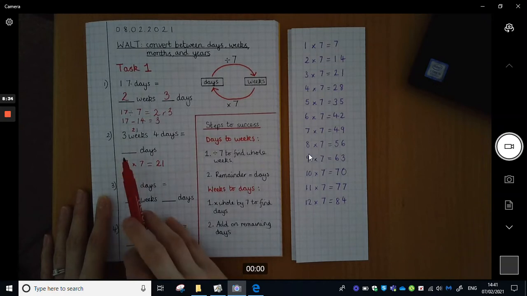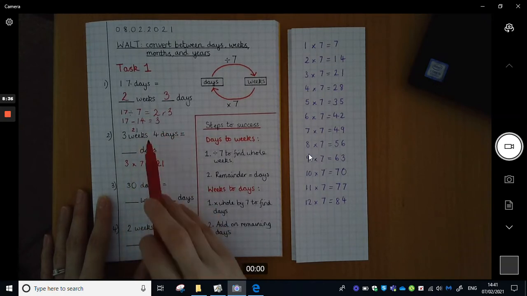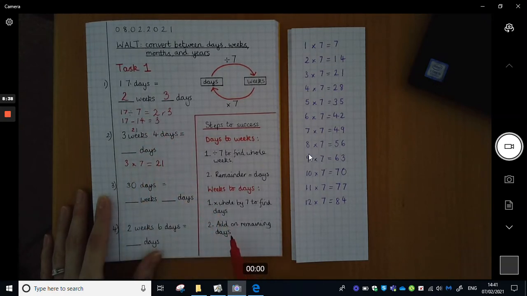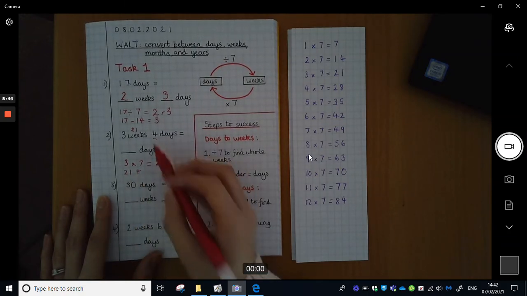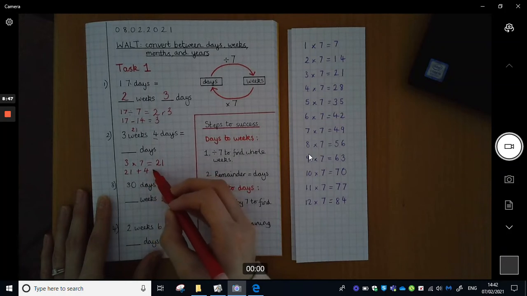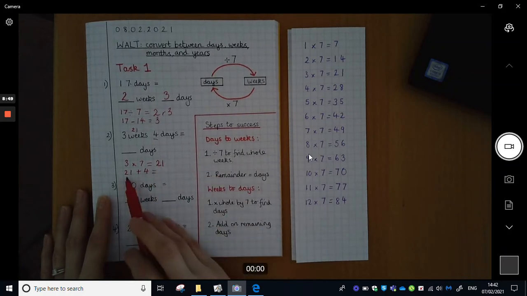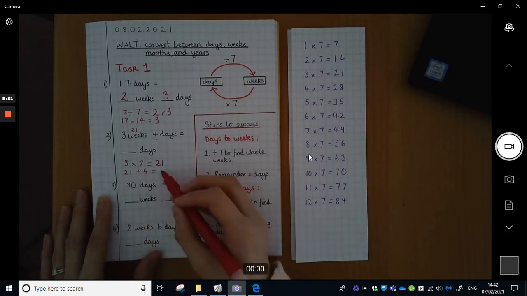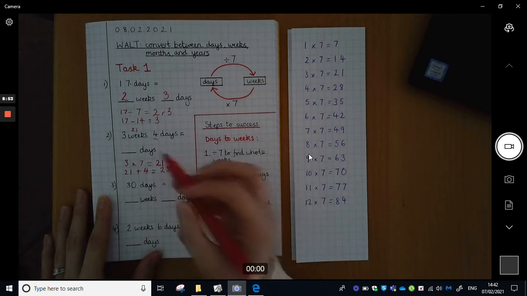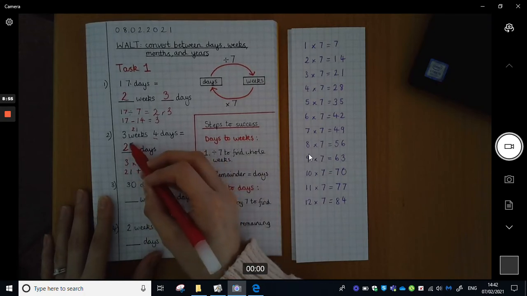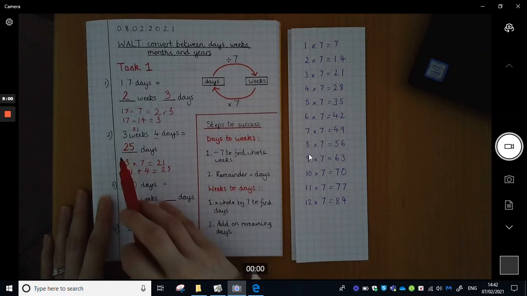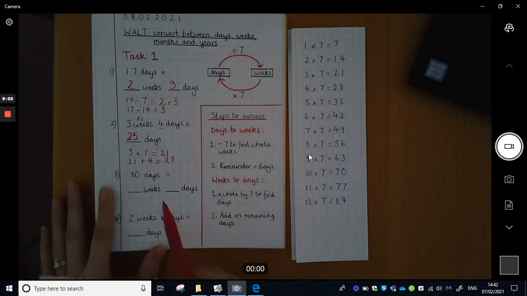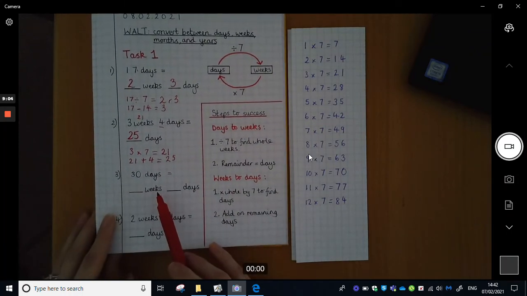Now that's not my answer yet because I don't forget this 4 days here as well. So step 2 is to add on the remaining days. So I need to do 21 plus 4. Exactly like we did when we were doing this on Friday. So 21 add 4 is equal to 25. Completed both steps and my answer is 3 weeks and 4 days is equal to 25 days. Okay, let's look at a couple more examples before you go to your independent task.